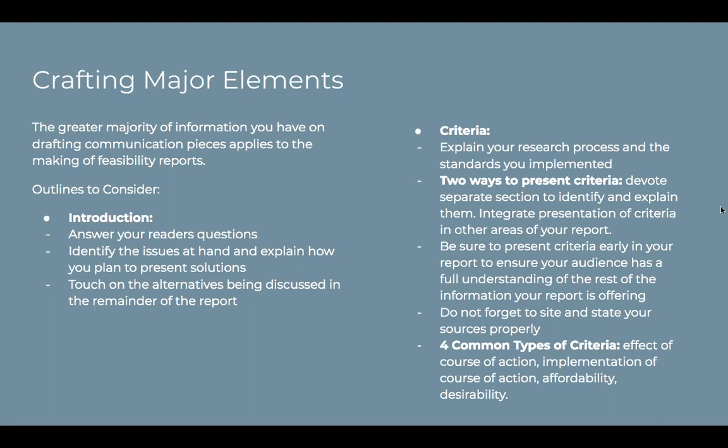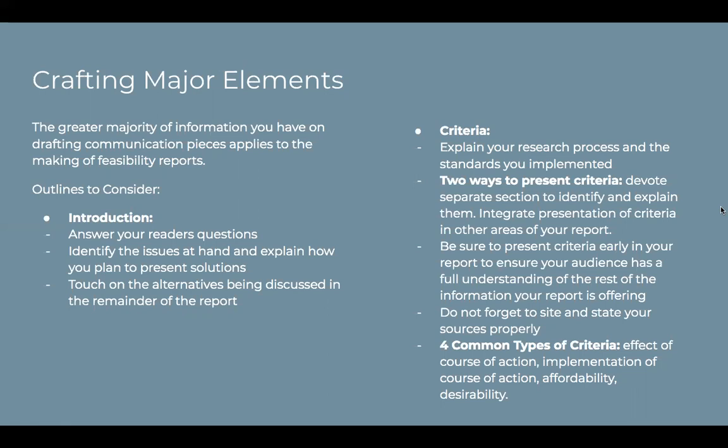Criteria. Explain your research process and the standards you implemented. Why did you do what you did? Two ways to present your criteria. Devote separate sections to identify and explain them, and integrate presentation of criteria in other areas of your report. So you don't just want to talk about your criteria in one section and then not touch on it again. There should be a consistent theme throughout your report. Be sure to present criteria early in your report to ensure your audience has a full understanding of the rest of the information you're reporting or offering.